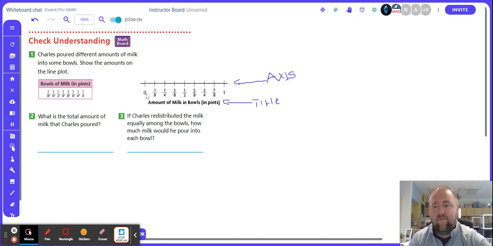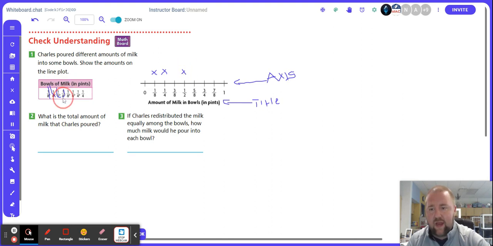All right. So we have this information here, and it's the bowls of milk in pints in this table. We need to put them on our line plot. So every time you see a number, you're going to put an X above that number. So we have 1/8 right here. I'm going to cross that out and put an X above that 1/8. I have 1/4. I'm going to cross that out and put an X above the 1/4. A 1/2. I'm going to cross out the 1/2 and put an X above that.